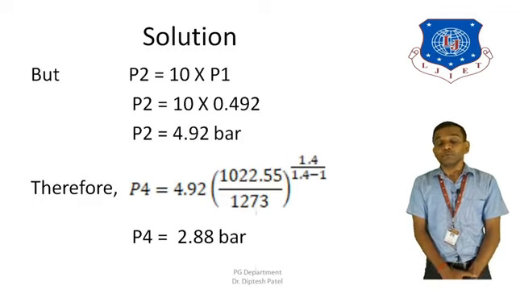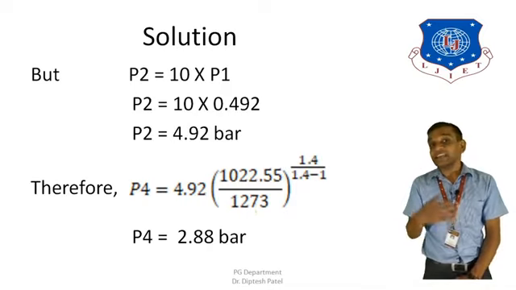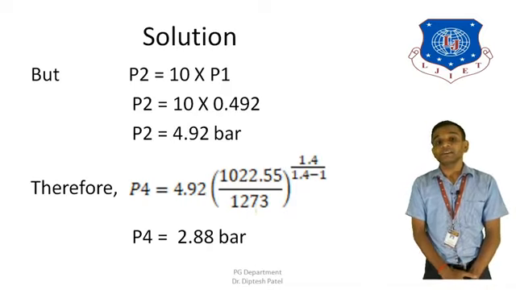Now P2, that we need to find out because we don't have the value of P2, but the pressure ratio is given to us, and since we know that the pressure ratio P2 upon P1 is equal to 10, P2 is equal to 10 into P1, and we already have the value of P1. So P2 is equal to 10 into 0.492, that is the value of P1. So therefore P2 is equal to 4.92 bar.